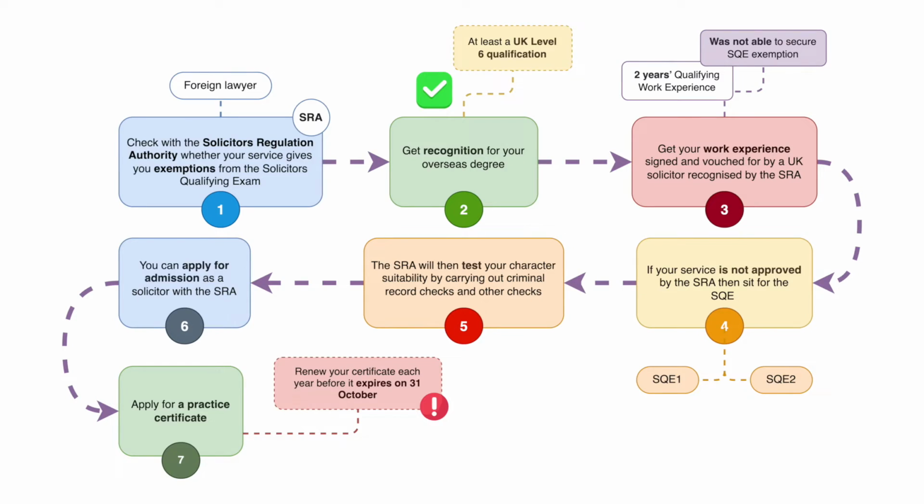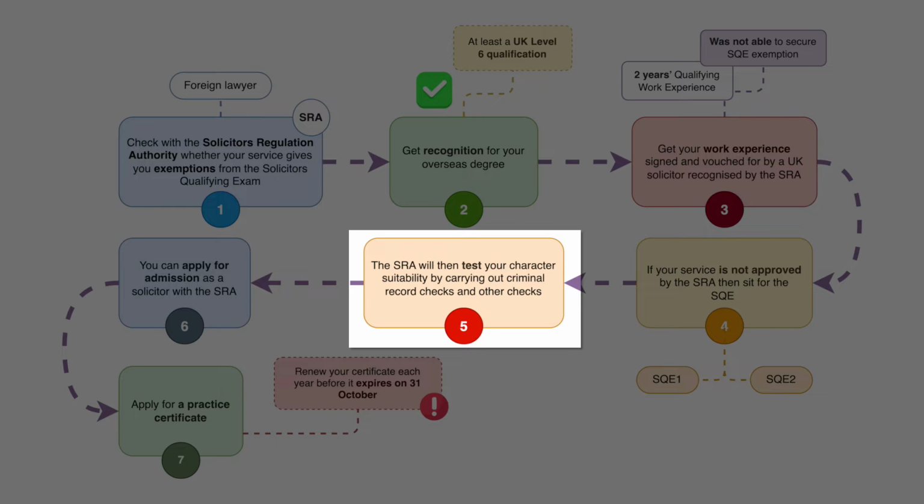You will need to show that your professional qualification or experience is equivalent to the whole part of the assessment you wish to be exempt from. You may also have to prove your English or Welsh language competency if exempt from the oral part of SQE 2. Please get the proof that you speak and write English to the required level with the knowledge of legal terminology. It is no longer enough that you earned your degree in an institution where English was the medium of instruction. Step 5. The SRA will then test your character and suitability by carrying out criminal record checks and other checks.